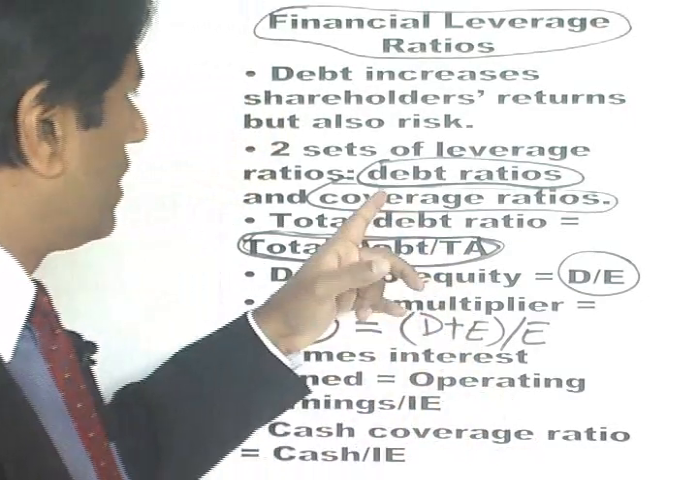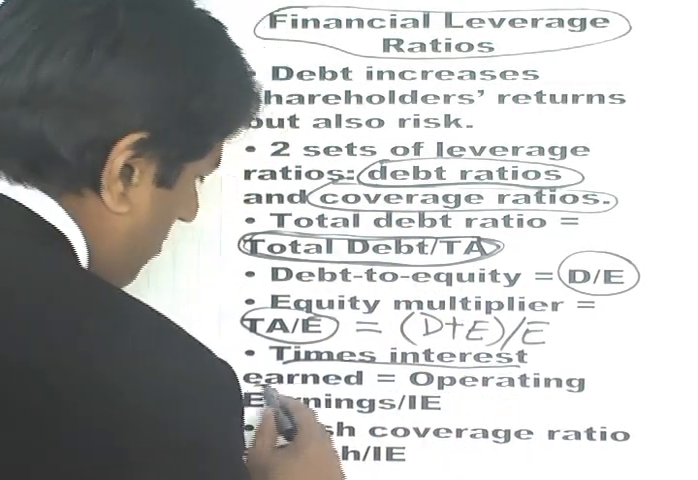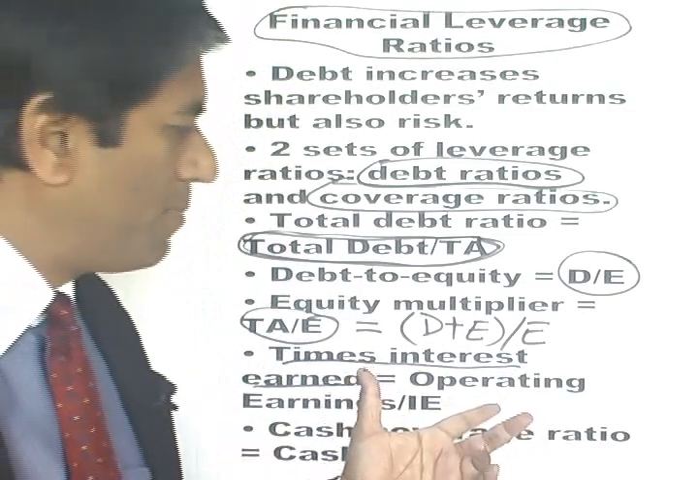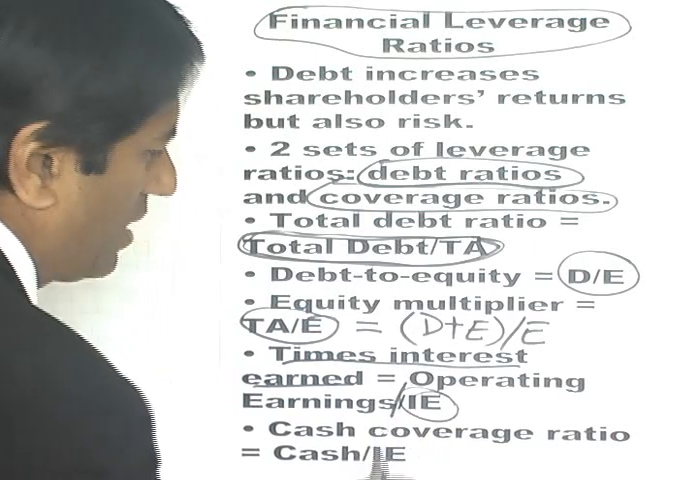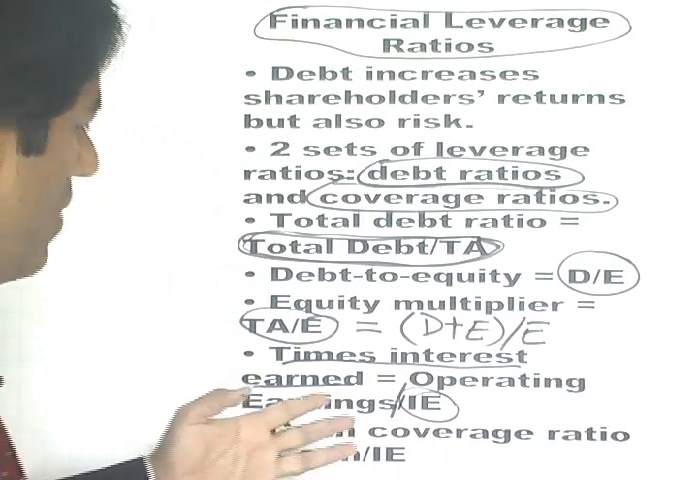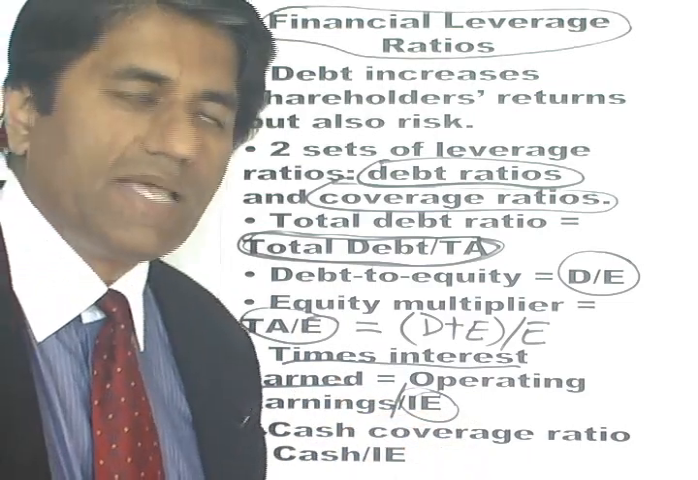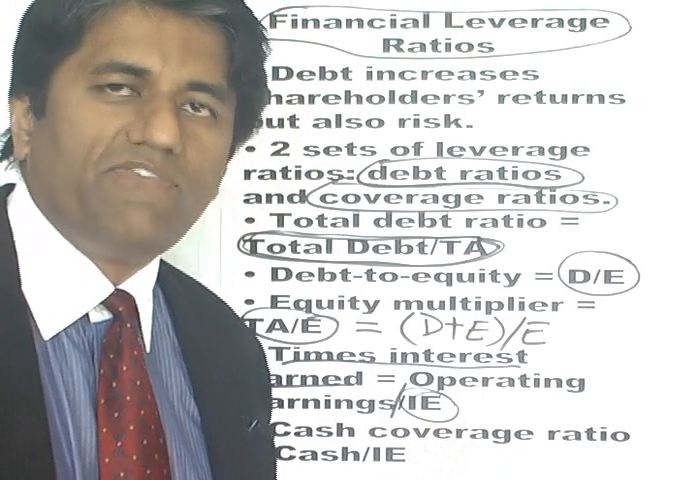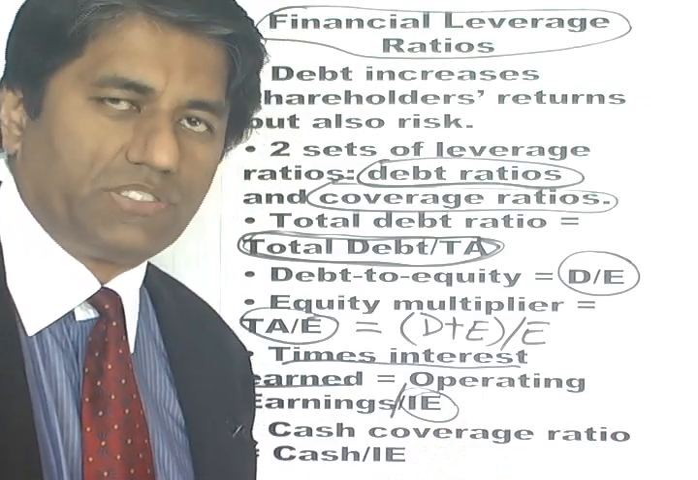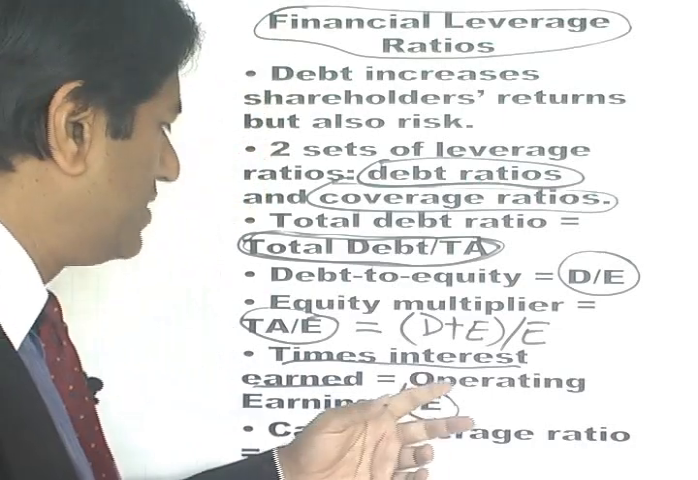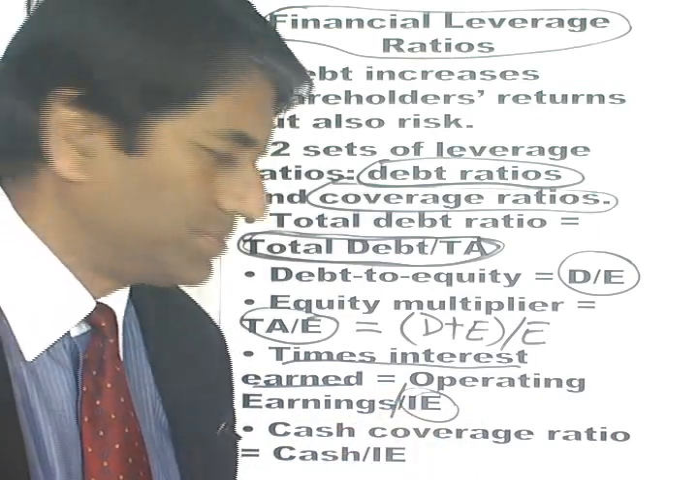The coverage ratios are times interest earned, which is operating earnings divided by interest expense. So when you have a higher times interest earned, what does that mean? Well, it means that the firm is in a better position to meet its interest obligations. It means that operating earnings is larger relative to interest expense.